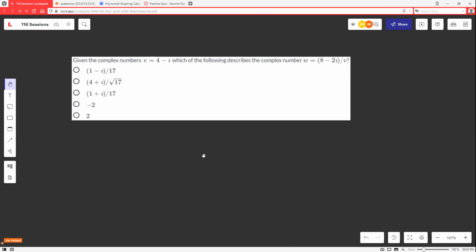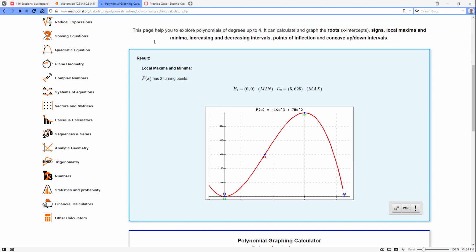Okay, given the complex number v equals 4 minus i, which of the following describes the complex number which is 8 minus 2i over v? We can just put this into a division because we're doing a division of this complex number by this complex number. Get my notes so I can copy them over. Where is this question? There it is. Okay, so Math Ball is good for this.